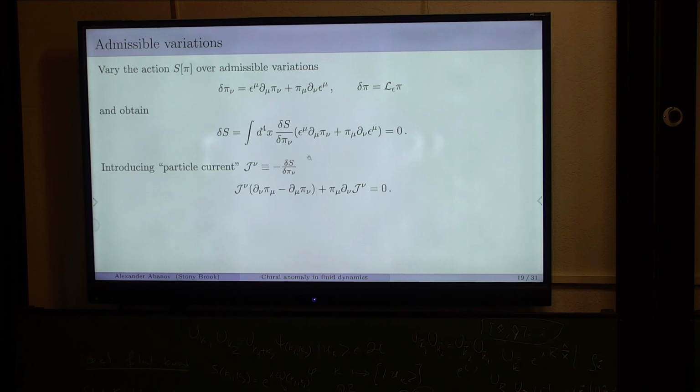So let's introduce the variational derivative of S with respect to pi, let's call it particle current. Let's just call it this. Then the equation which you obtain from here is just this. You can easily see the first term is basically this one, and here you have to differentiate by parts and combine terms, and you can see something like that. Okay? So this is the equation of motion.